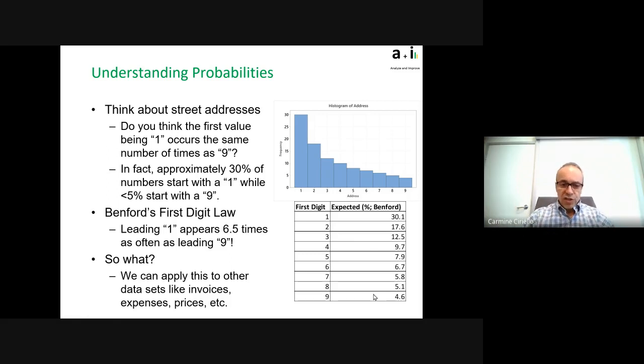Okay, so now we have another segue. So we say, so what? That's all very cute and nice. I have this weird distribution from 1 to 9 for first digits. Well, the so what here is that you can apply this to other data sets like invoices, expenses, and prices. And this is where we start getting into the topic of this webinar, which is trying to find fraudulent activity, okay, by following some of these tendencies.